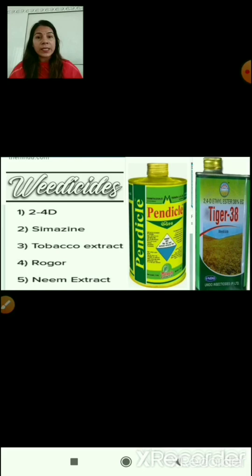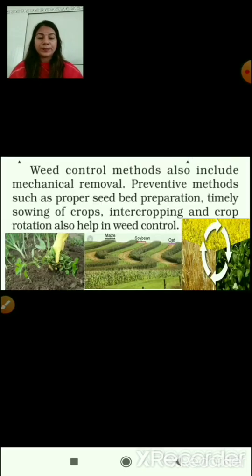So these weedicides are capable of killing weed plants, and when these weedicides are applied into the crop field, they are so specific that they do not harm the crop plant and kill specifically the weeds from the farmland or from the cropland.